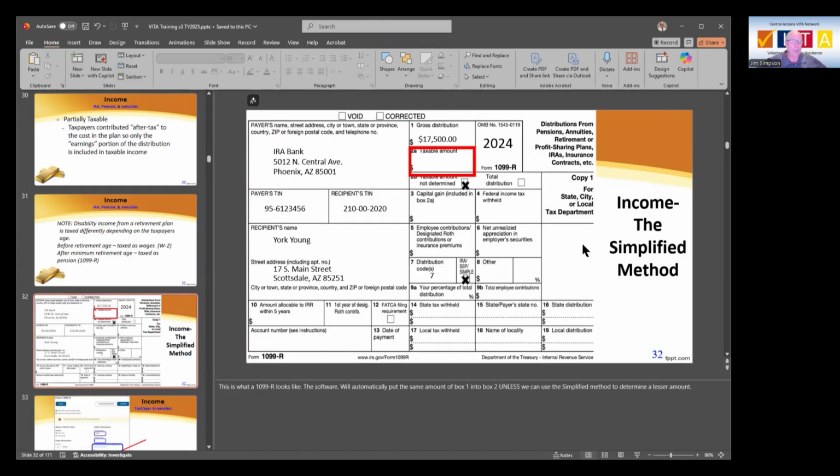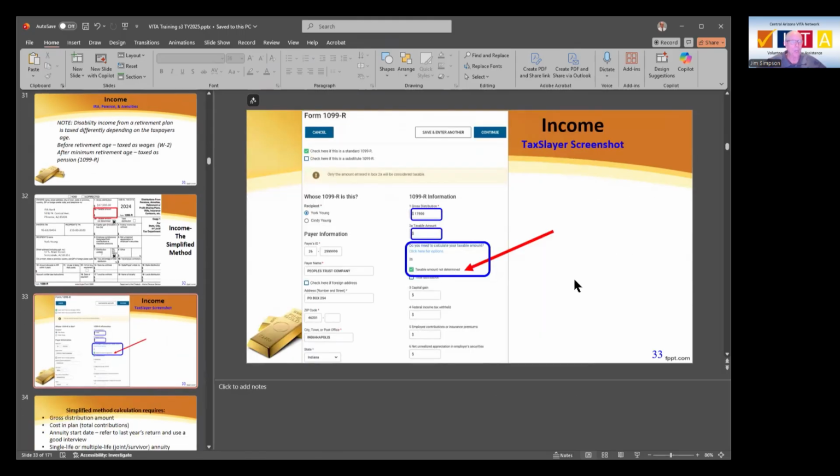So now we're going to talk about what if some of the money was put in after tax. And here it's saying, well, we don't know how much is taxable. We say taxable amount not determined, right? Well, there's two ways. The first way I'm going to show you is within TaxSlayer, but you've got to have a lot of information to be able to do it.